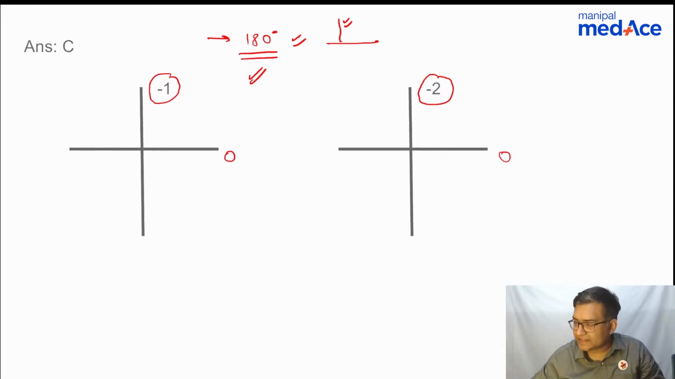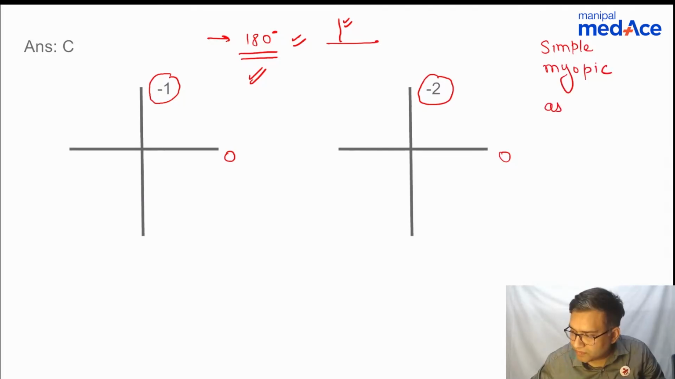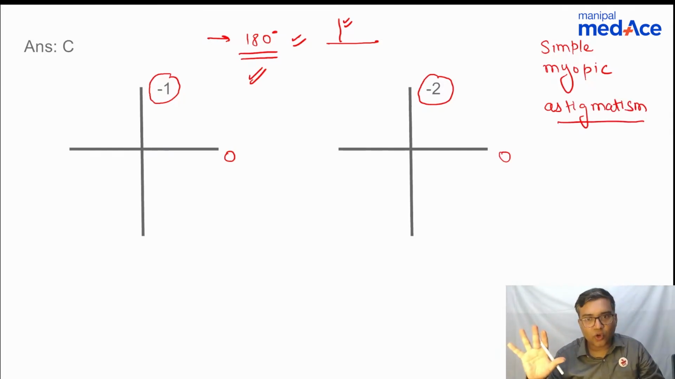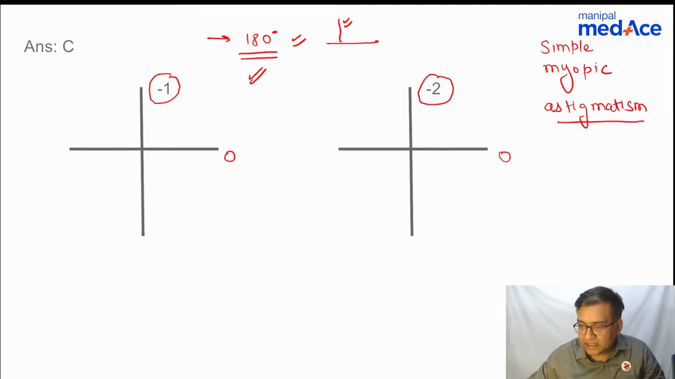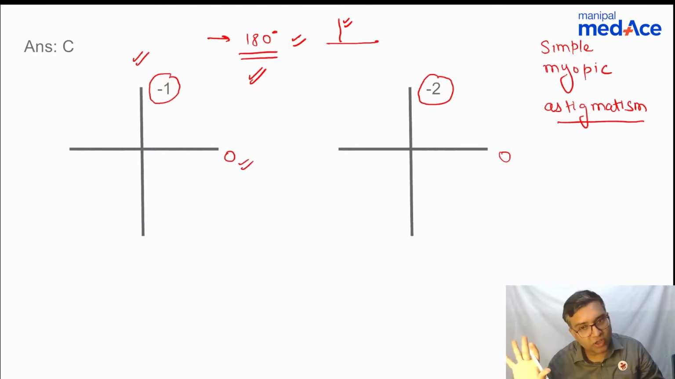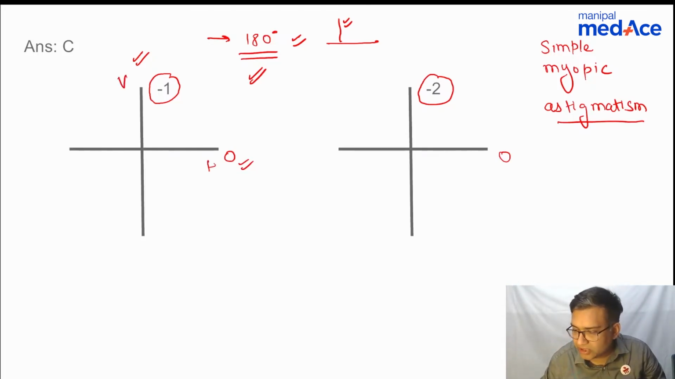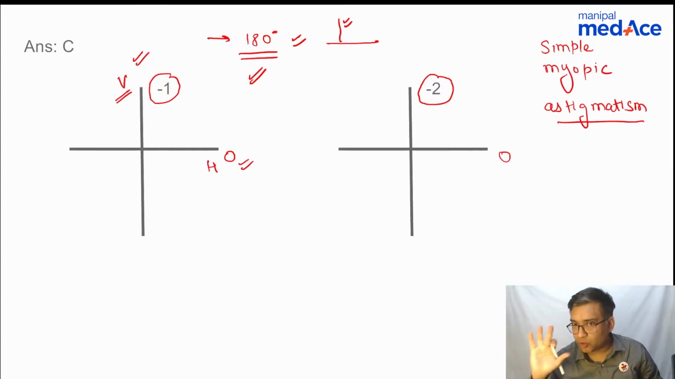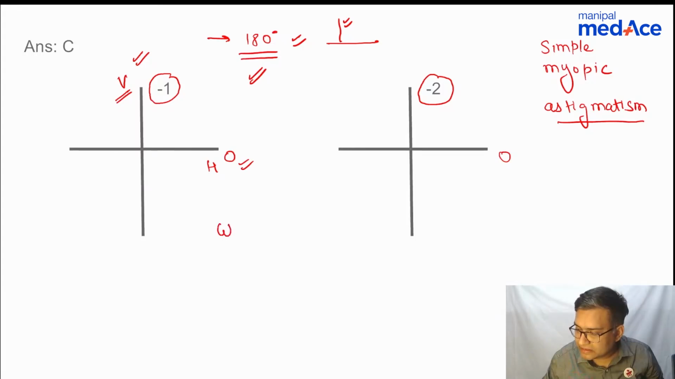So what is happening here is that this is a simple myopic astigmatism. And you have myopic power in the vertical meridian, which is more than the horizontal meridian. This is my vertical meridian and this is my horizontal meridian. Is it clear? So you have more power in the vertical meridian as compared to the horizontal meridian. So this is with the rule astigmatism. You get my point?